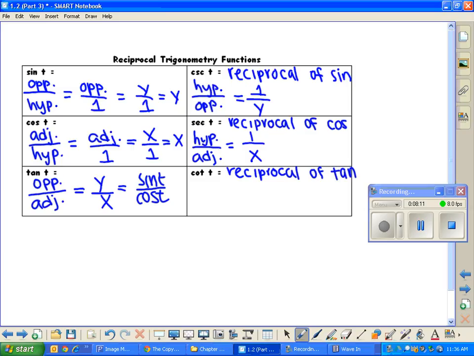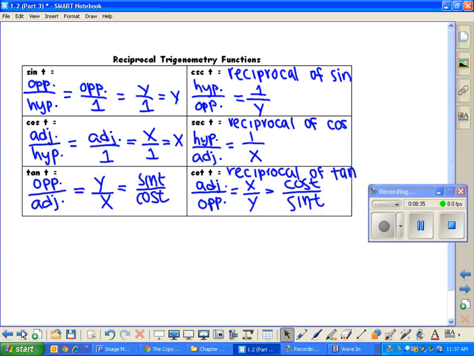If it's the reciprocal, how do I start out? You can shout it out. Adjacent over opposite. Thank you, guys. Adjacent over opposite, which is also just x over y, or cosine over sine. Very good.